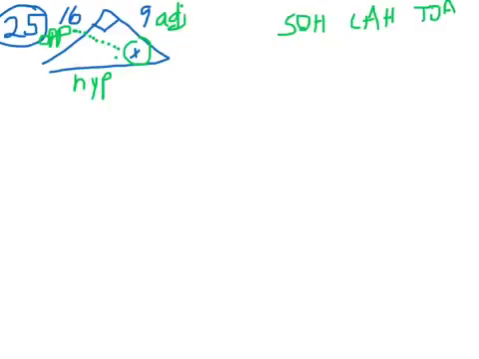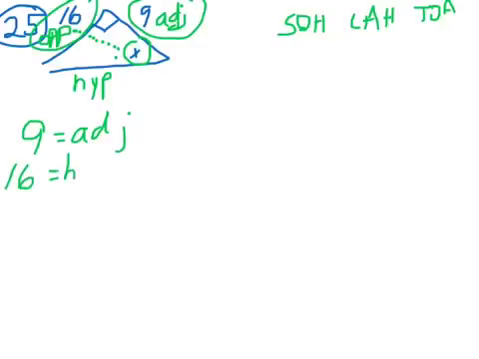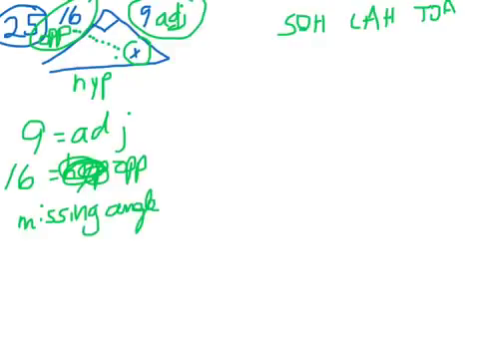So here's what I have. I have a 9, and that's adjacent, and I have a 16, and that's the hypotenuse, and I have a missing angle. Oh, yeah, sorry, thanks for catching that. I get so busy writing, I forget. And I'm missing the angle, and the angle that I'm missing is x, right?